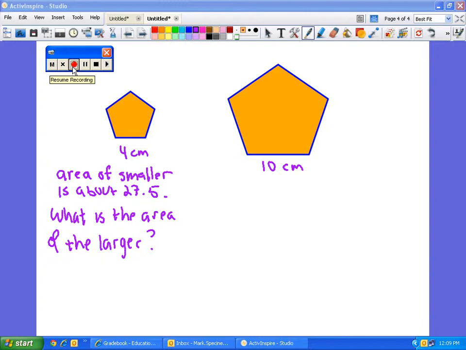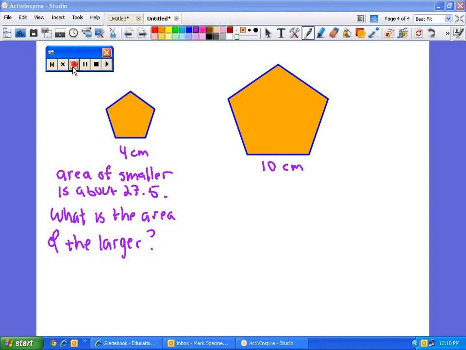This is a very typical problem of what you might see. You're going to be given the length of one side of two figures. Here we have pentagons. You're being told the area of one of the figures, and what you're being asked is to find the area of the other figure.